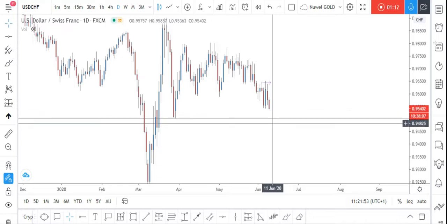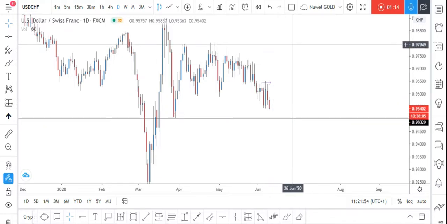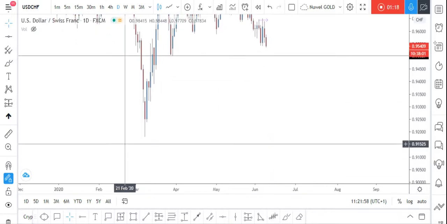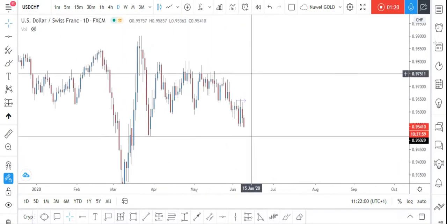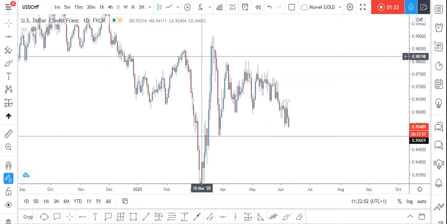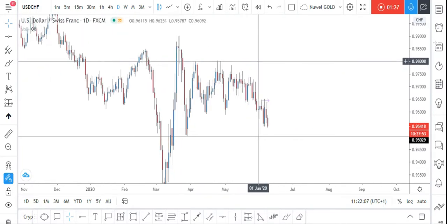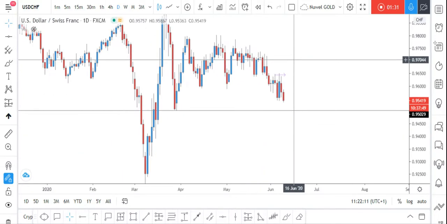Are we going to get a rejection and go back up, or are we going to break out and then continue falling down back to this level? So that's it. Those are the two viable possibilities that may occur on the USD chart. So either way, we'll be ready for it.